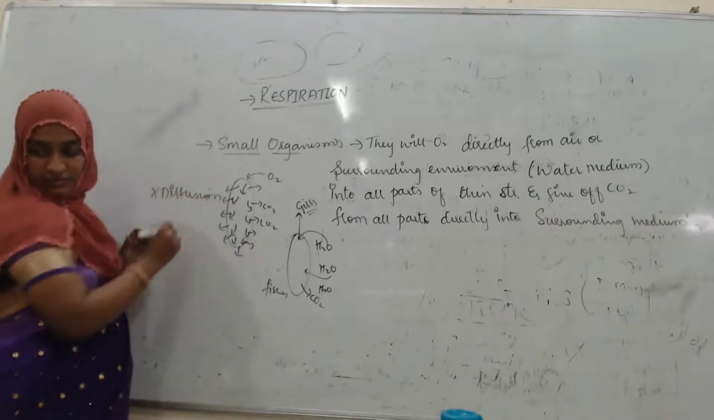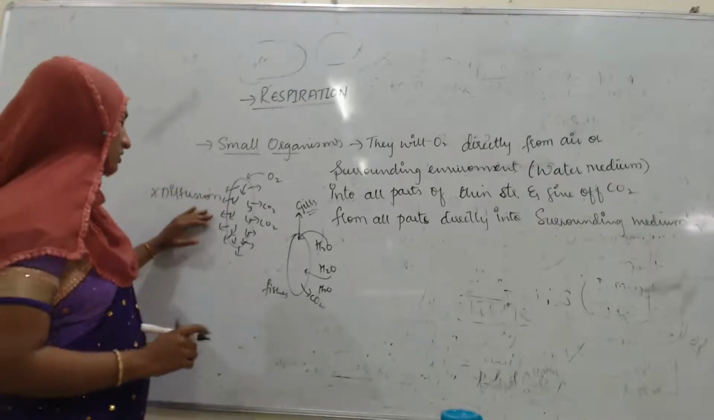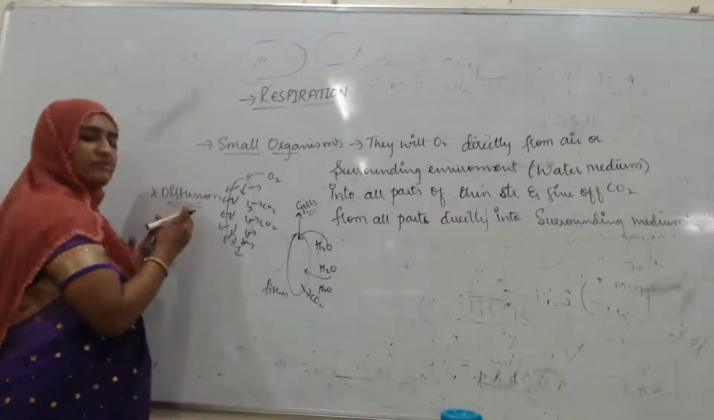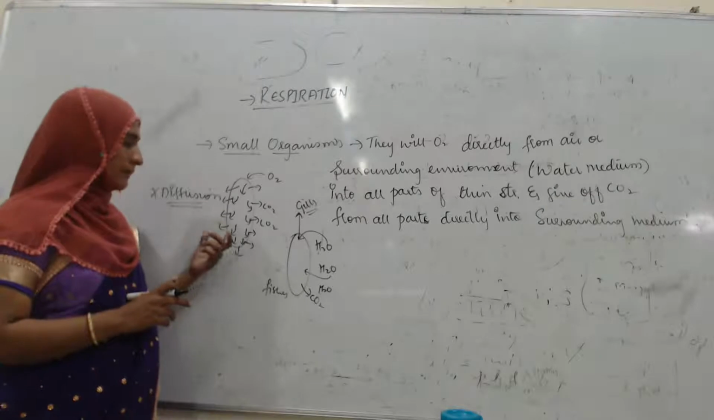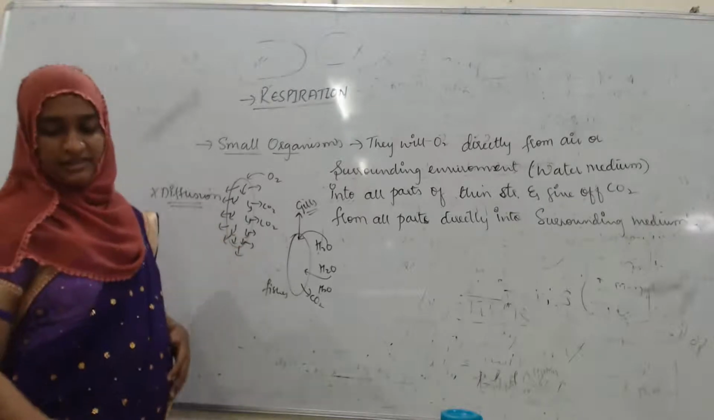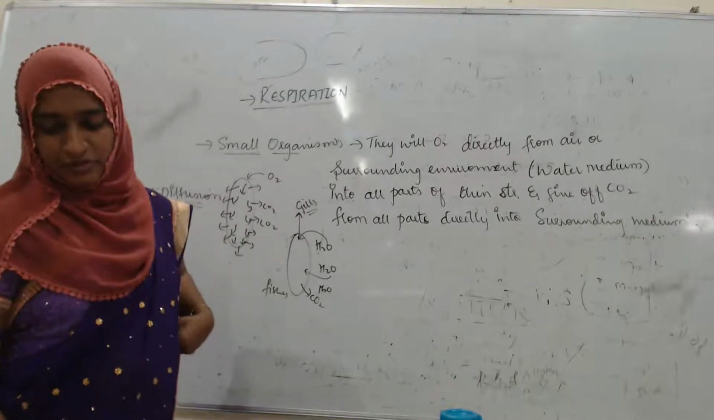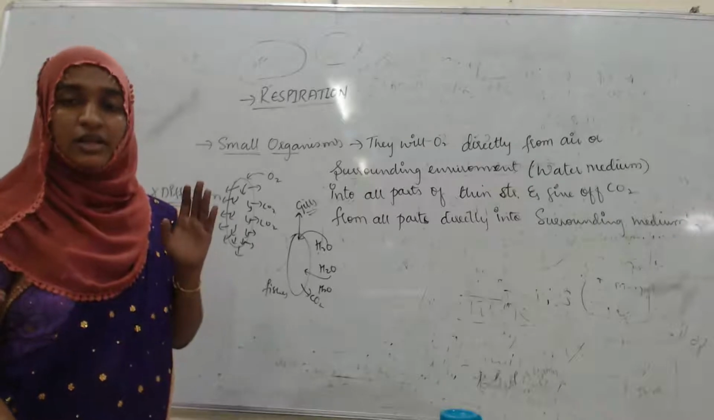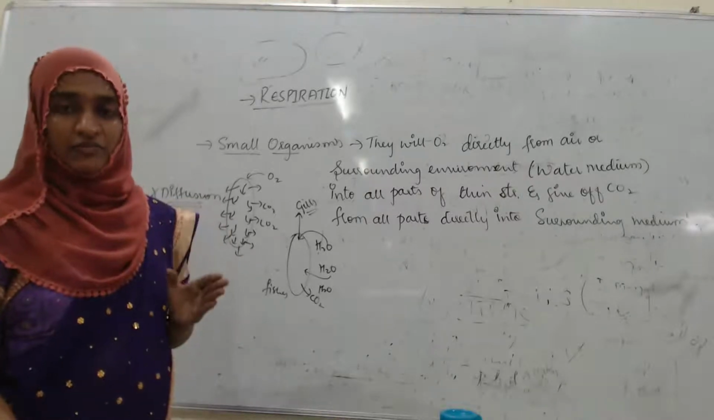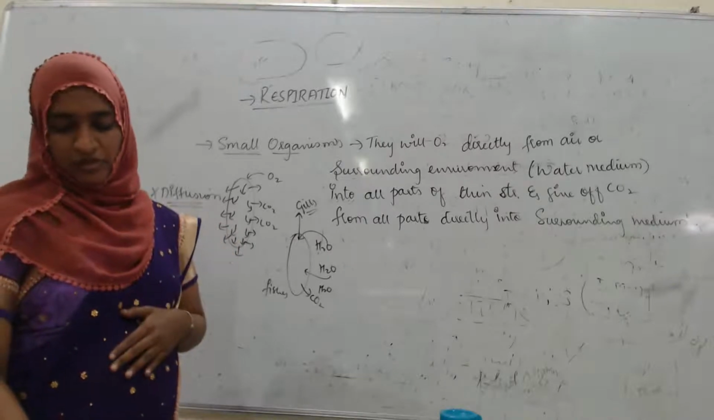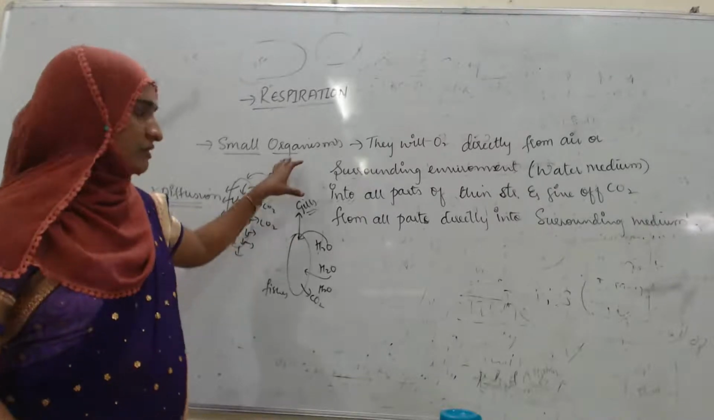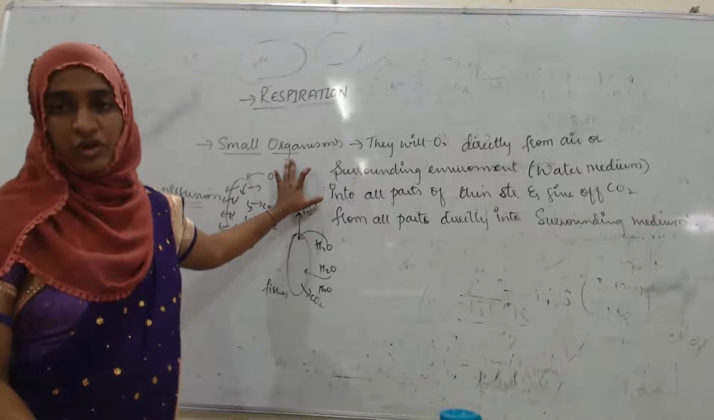That is diffusion. Diffusion is one of the simple processes where exchange of gases takes place. So in this form they exchange the gases. It will take place in each and every part of the body, or in each and every cell of the body. So this is taking place in the smaller forms.